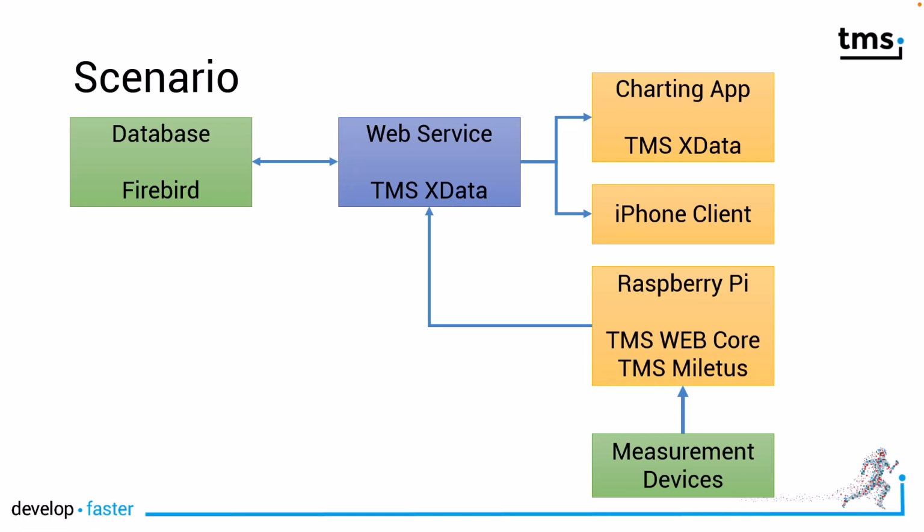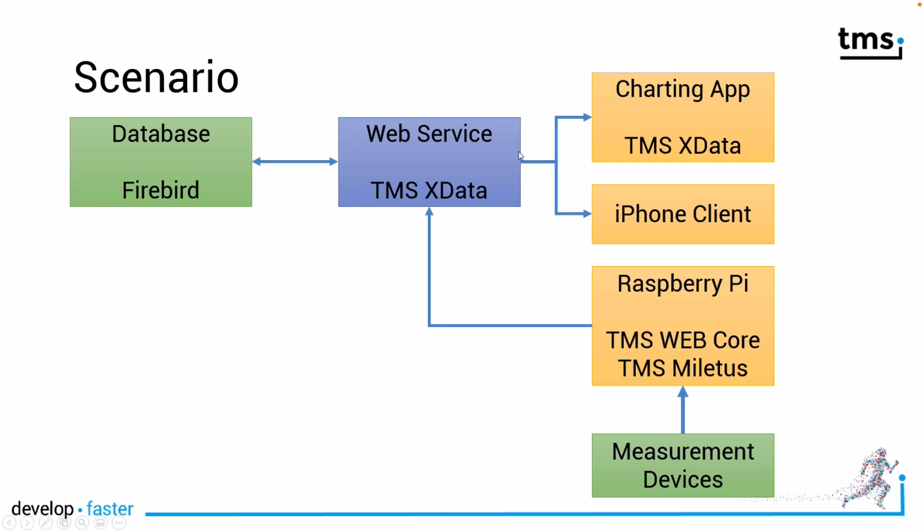So we use a web service. The web service is written using TMS XData. The database is implemented using Firebird because it's freely available. And the application on the Raspberry Pi is a TMS WEB Core application compiled for the Raspberry Pi using TMS Miletus. And then if you have this setup, you can deploy as many clients as you want.